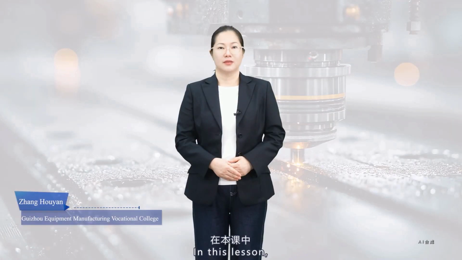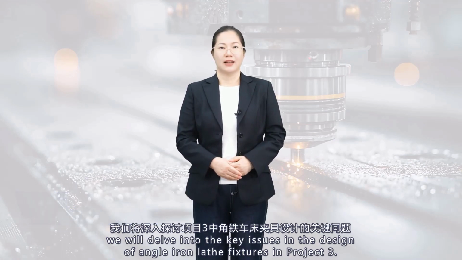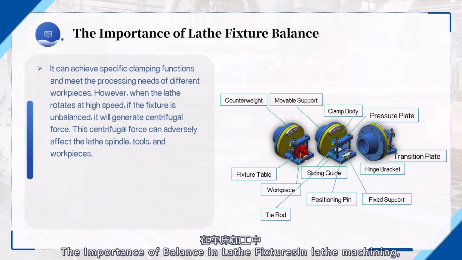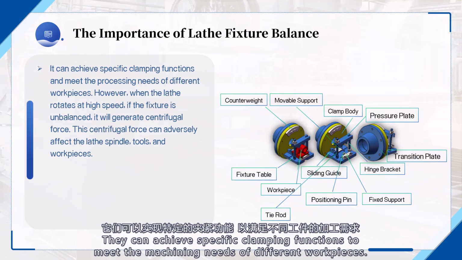In this lesson, we will delve into the key issues in the design of angle iron lathe fixtures in Project 3. 1. The importance of balance in lathe fixtures. In lathe machining, angle iron lathe fixtures are a commonly used type of fixture. They can achieve specific clamping functions to meet the machining needs of different workpieces.